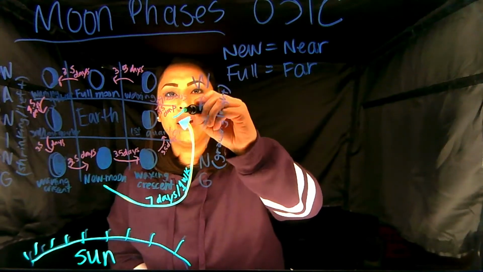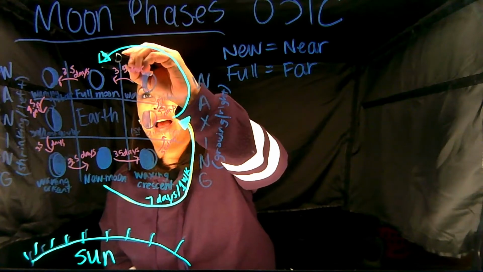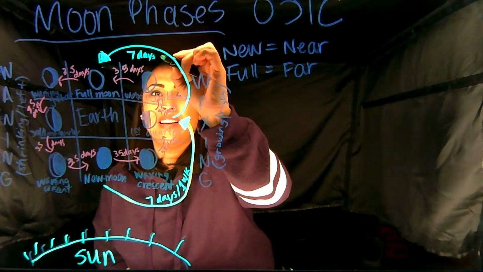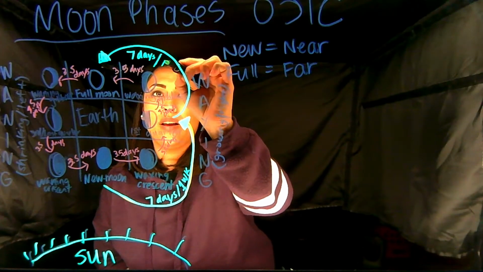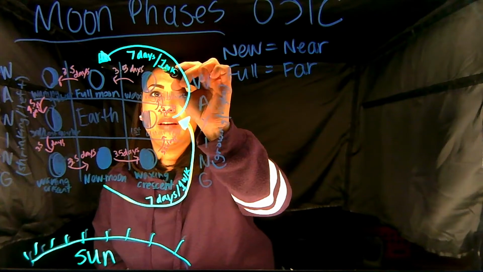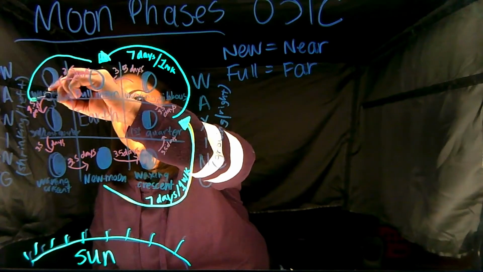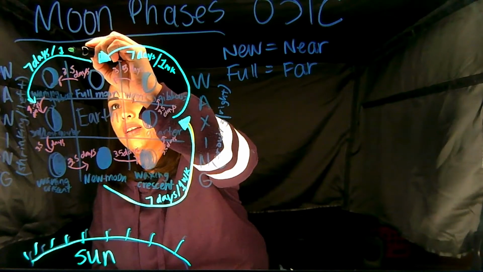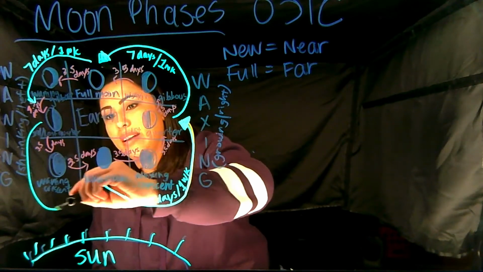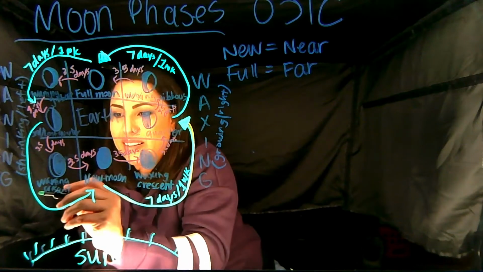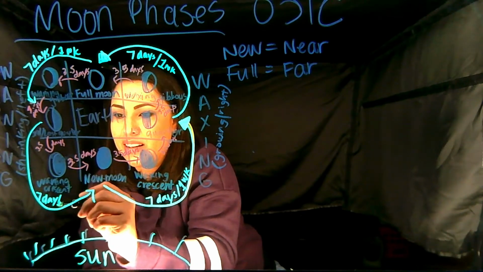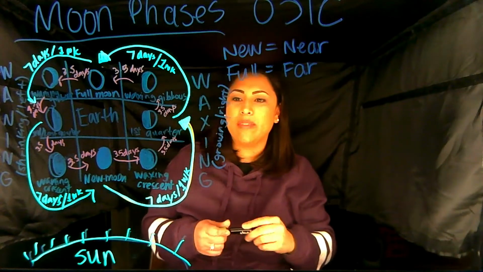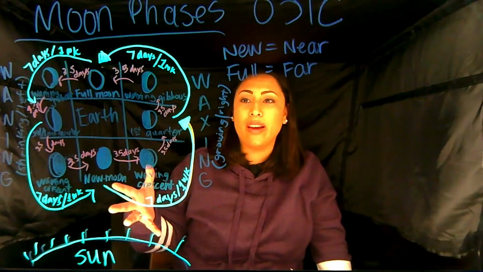So same thing, from here all the way to a full moon would take how long? Exactly 7 days. Or 1 week. Here to here, 7 days or 1 week. Here to here, how long? 7 days or 1 week. Okay, so now we know the time about of every moon phase, right?